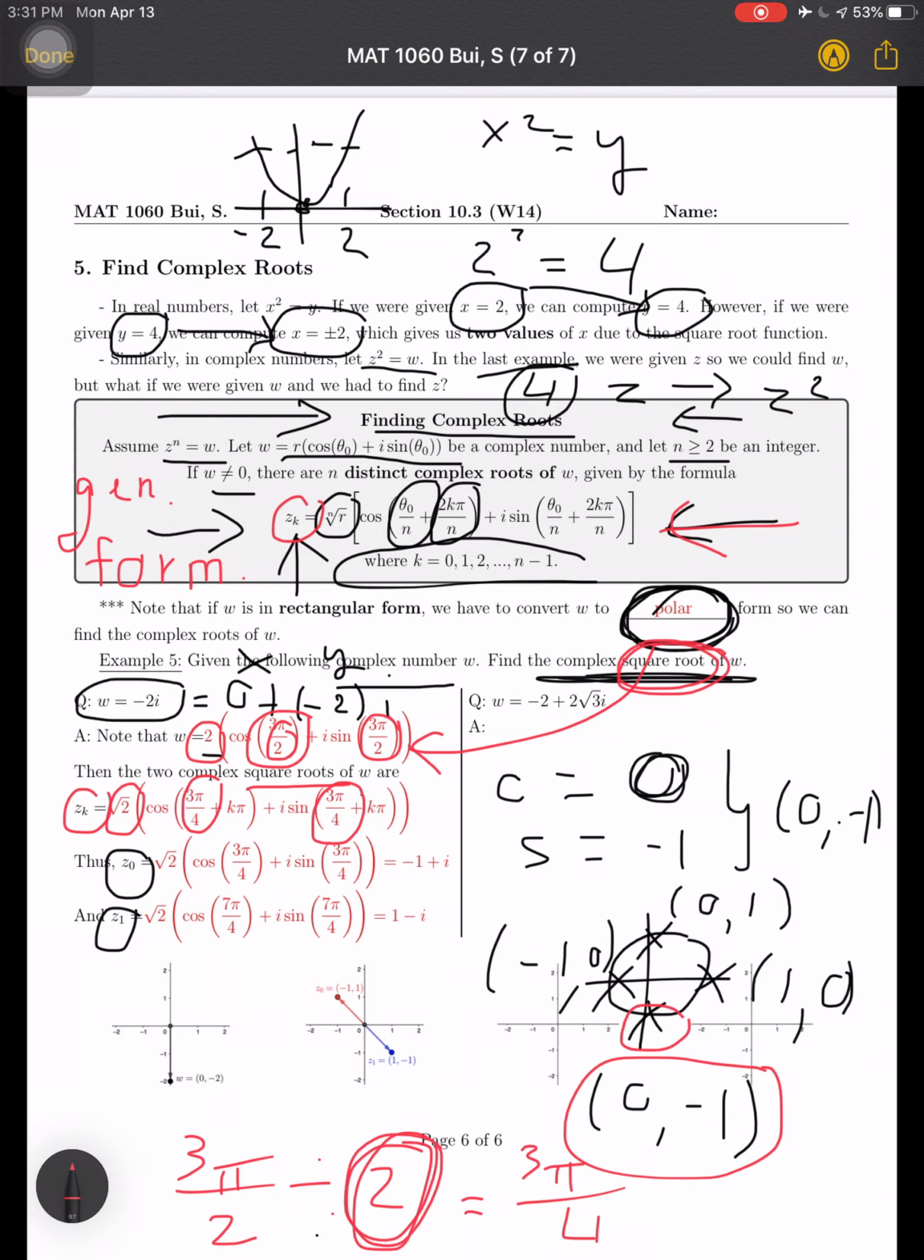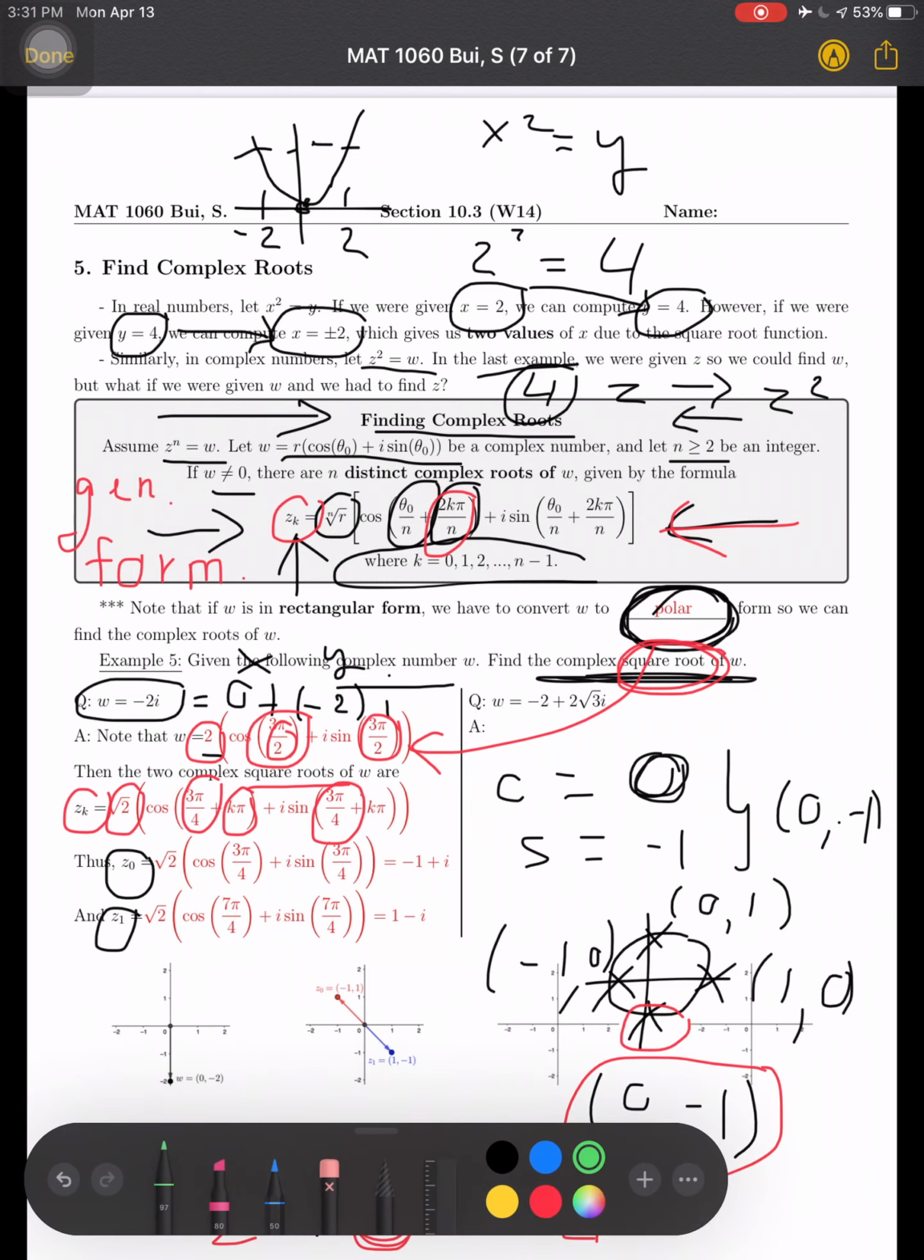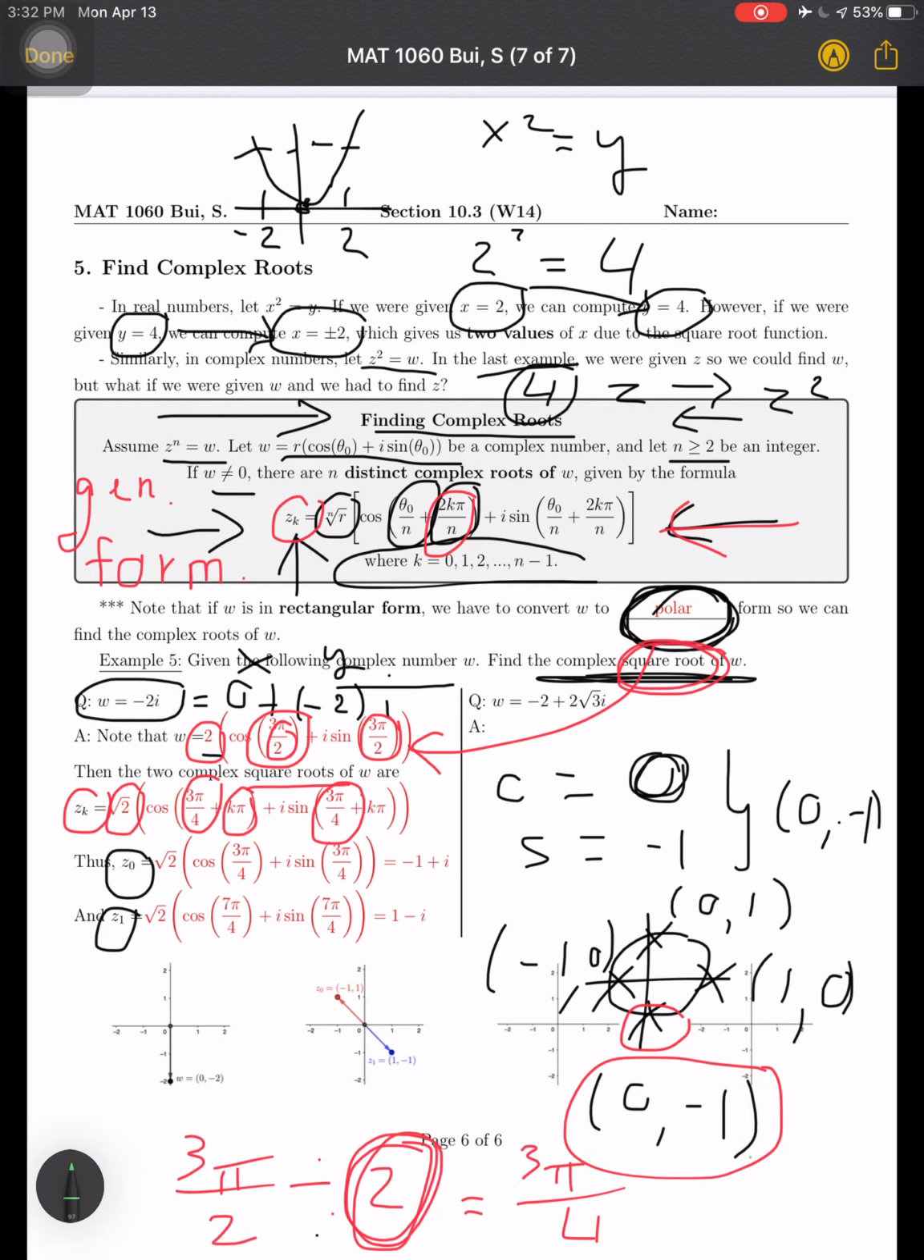For the k pi in here, at the beginning, it goes like 2k pi, divided by 2 for the square root again. And then we cancel out a 2. That's why we end up having k pi in here and in here.